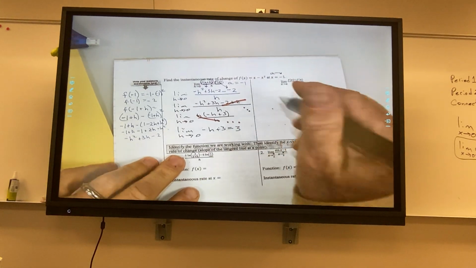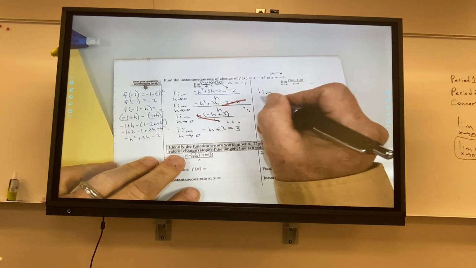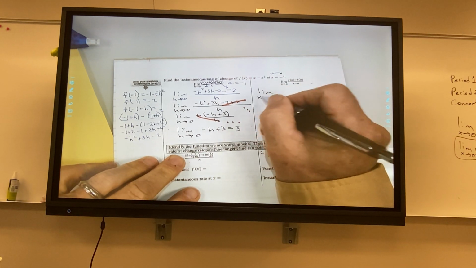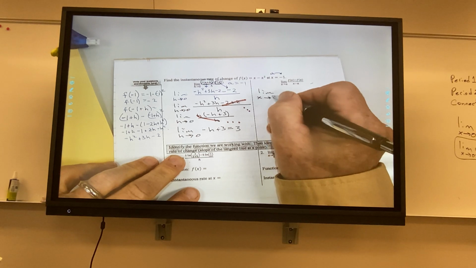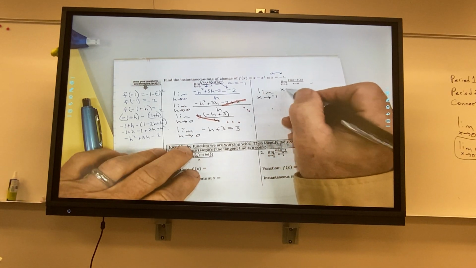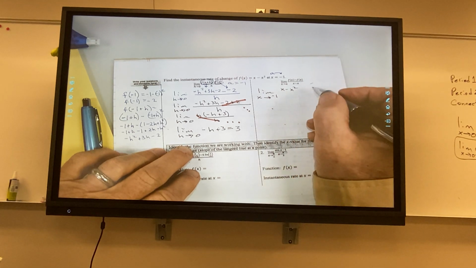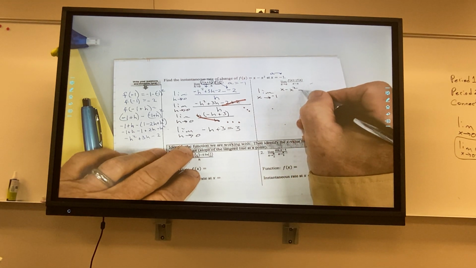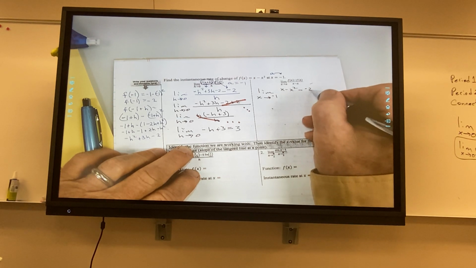Let's look at it this way. So now my limit is as x approaches negative 1 of f of x, which is x minus x squared, minus negative 1, which was plus 1. Was negative 2, wasn't it?